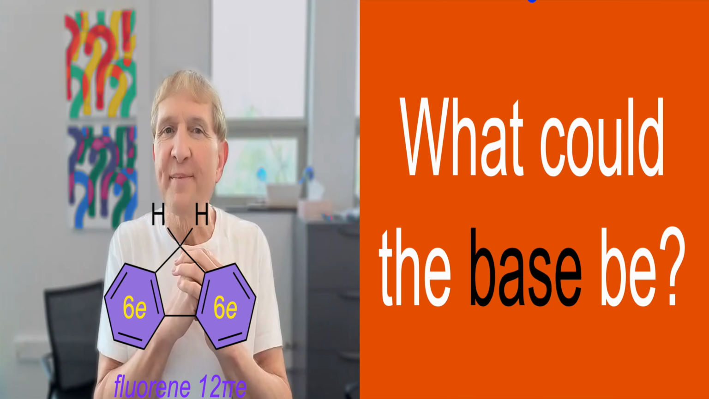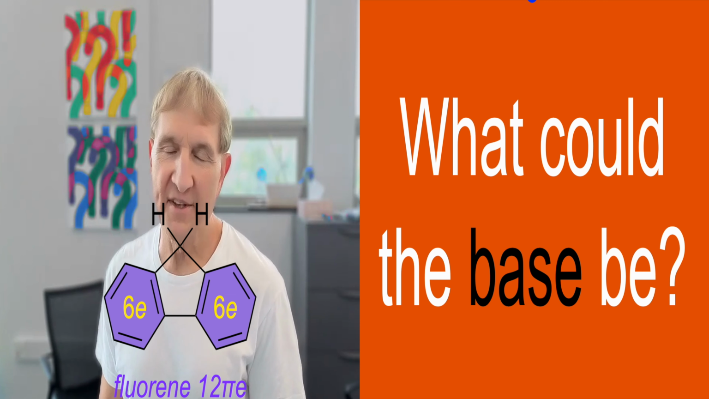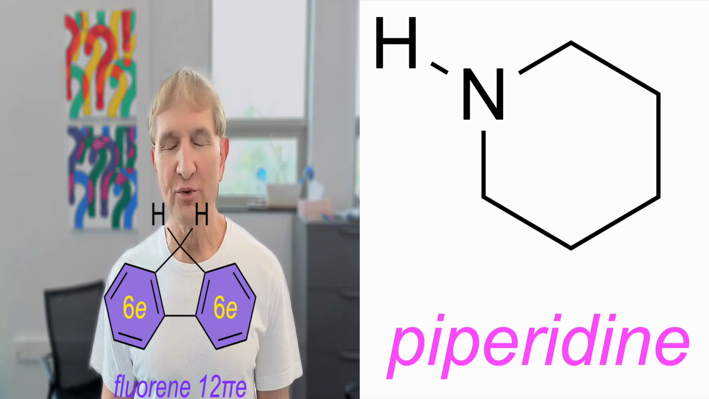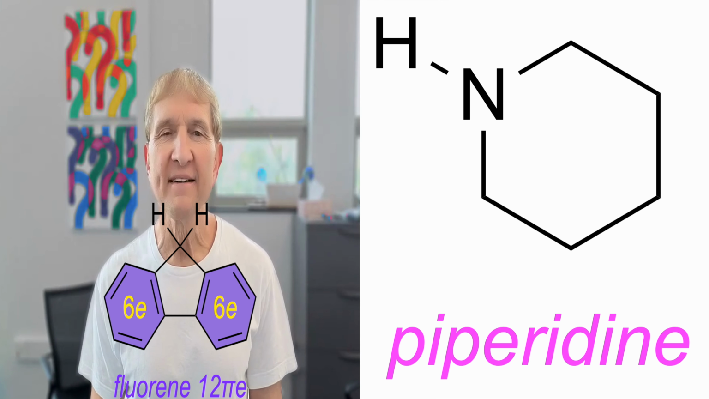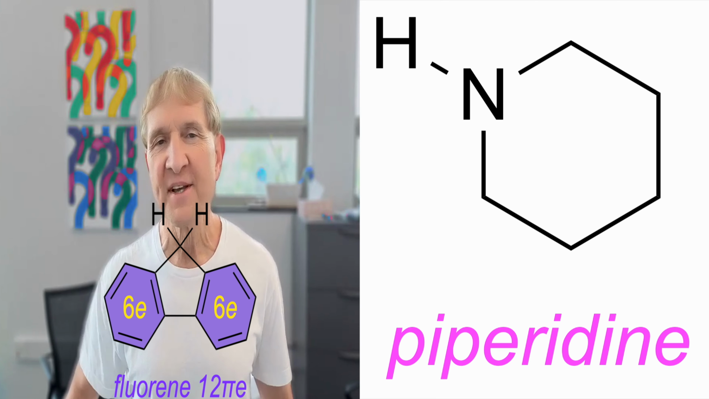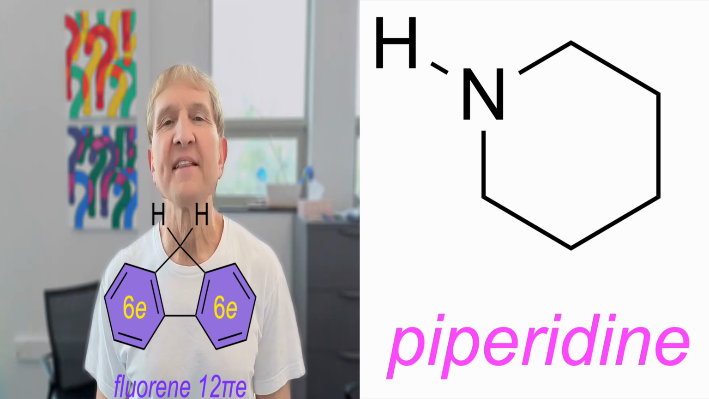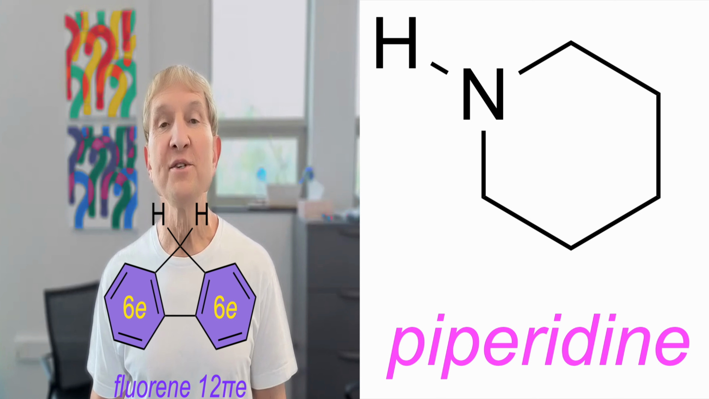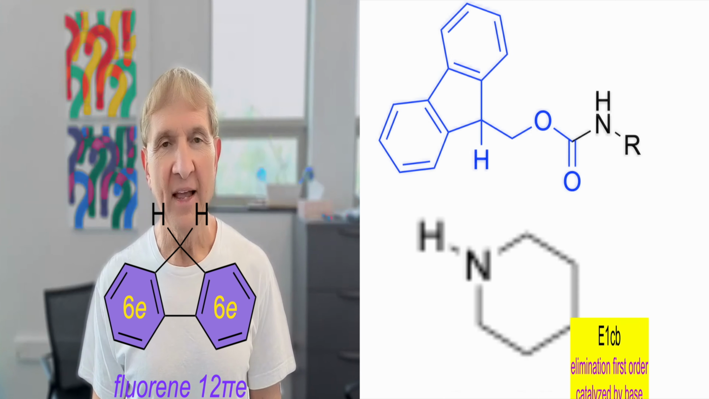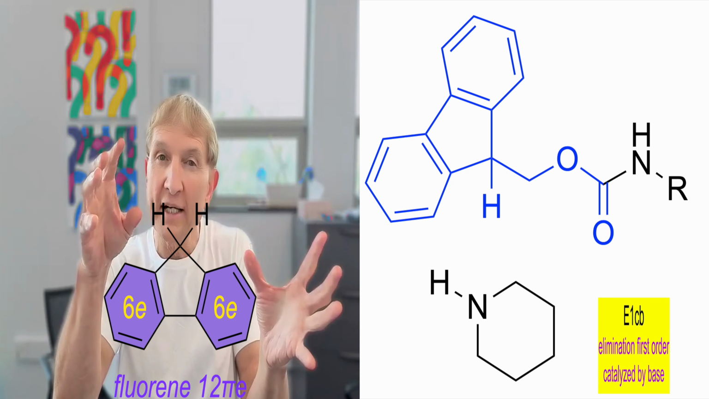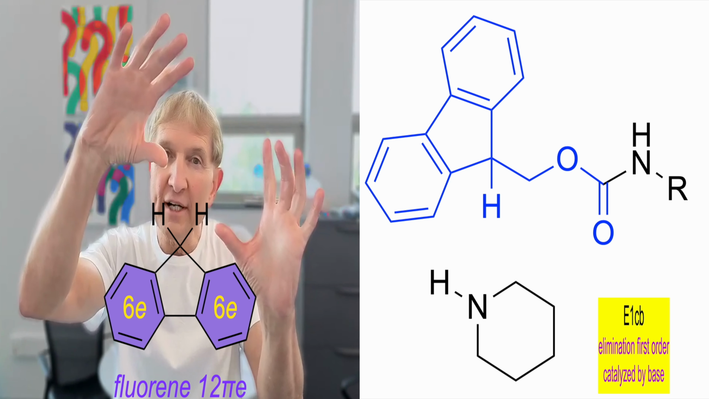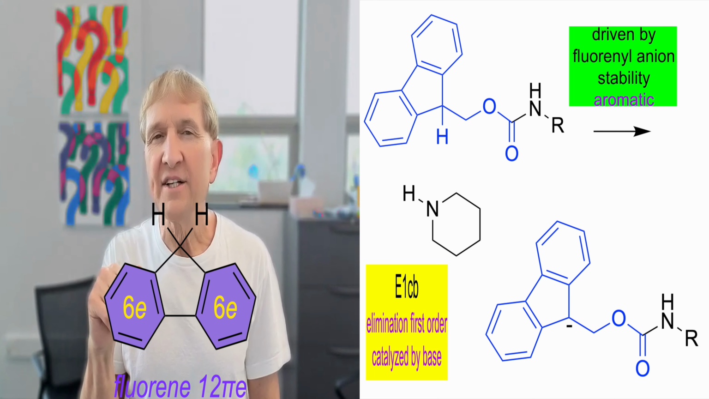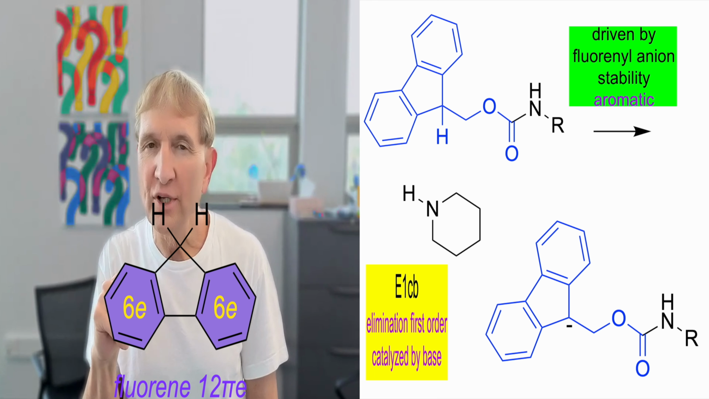Well, what could the base be? Typically in peptide synthesis, we use piperidine in the FMOC approach. It could be pyrrolidine on some machines these days, but piperidine is the classic one. What will piperidine do to an FMOC protecting group? It will deprotonate it on the fluorenyl CH. Why is that CH prone to deprotonation?